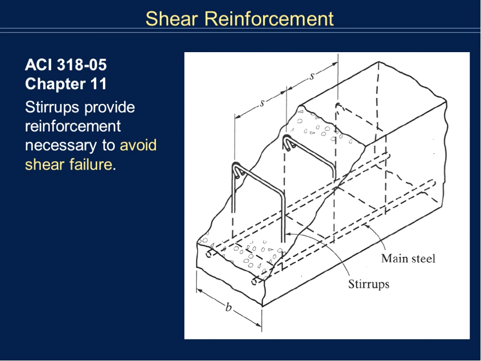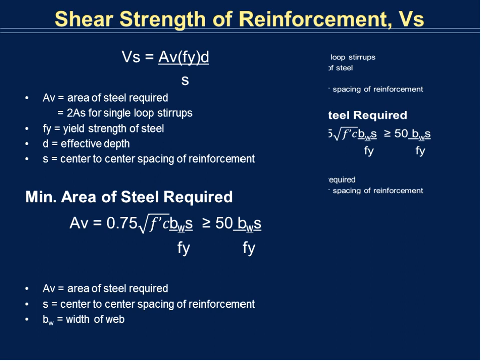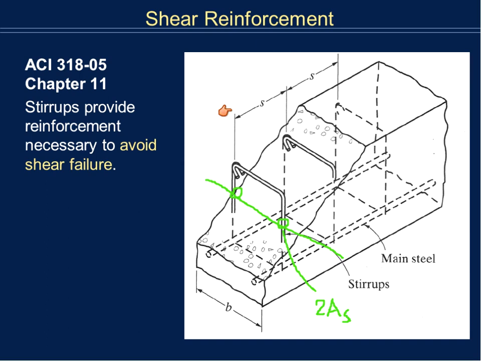If we were to cut across one stirrup, we would have one circular area and another circular area. So that's where we get 2 times the area of our steel, which is typically a number 3, and on some rare occasions a number 4. So often, this value A sub V is the area of two number threes, which I believe is 0.11 times 2, so it's 0.22 square inches. F sub Y is your yield strength of the steel for your stirrup. D is that effective depth. And S is the center-to-center spacing of your reinforcement. So again, this is your center-to-center spacing.